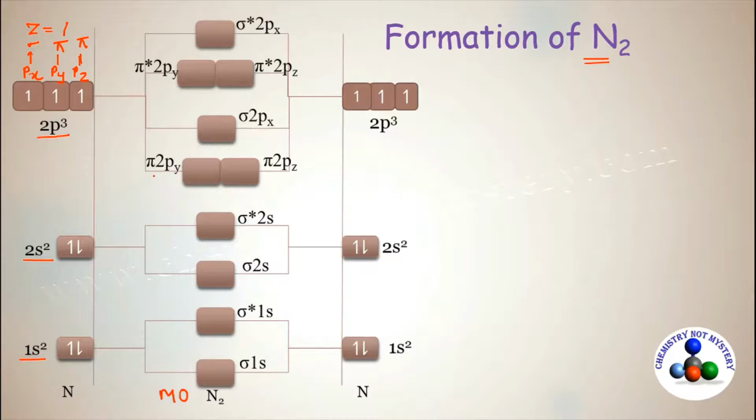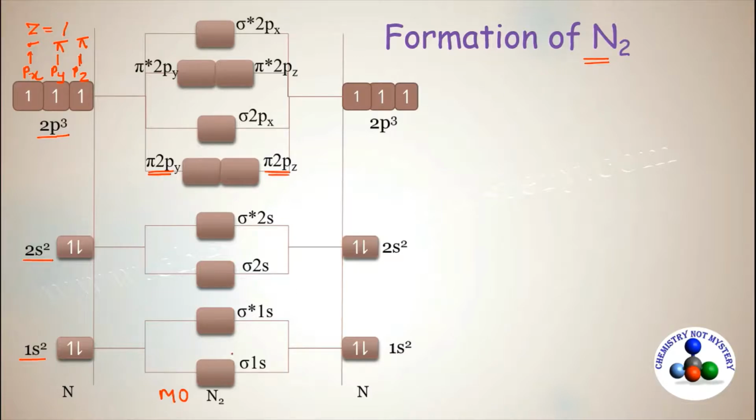So here you can see this is pi 2py and pi 2pz. They both have similar energy. That's why I have written both of them at the same level. After that, there will be sigma 2px. It has somewhat higher energy than that of the pi bonding molecular orbitals. And the pi antibonding molecular orbitals have much higher energy. And after that, there will be the sigma antibonding px molecular orbital. Now you have to remember the sequence of energy order of these molecular orbitals.